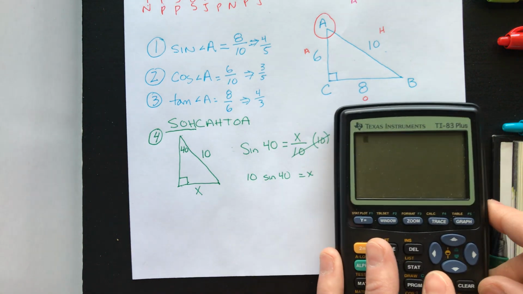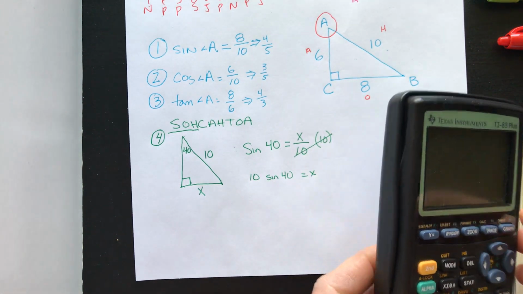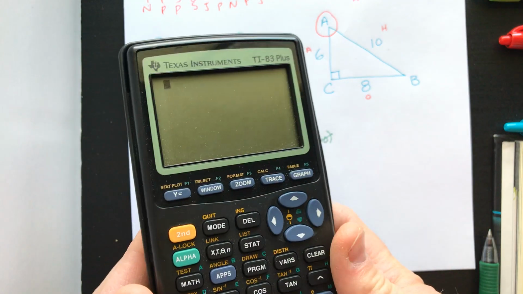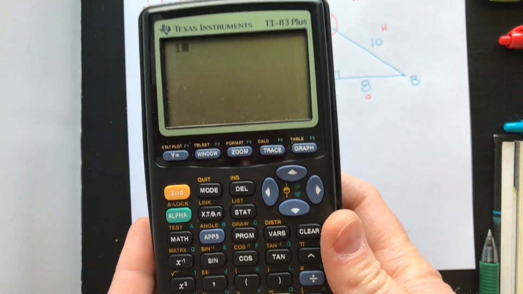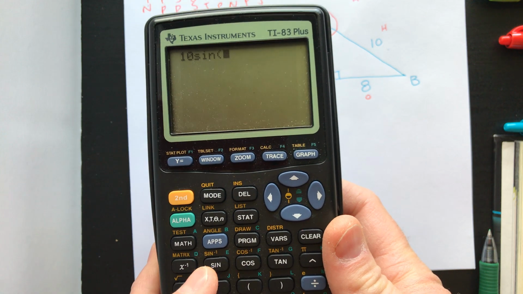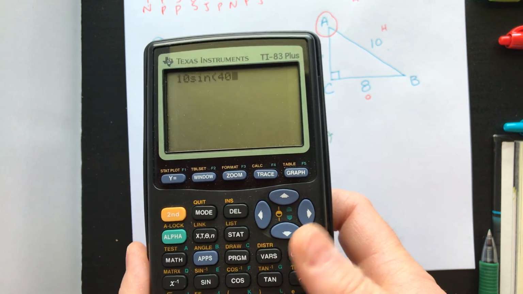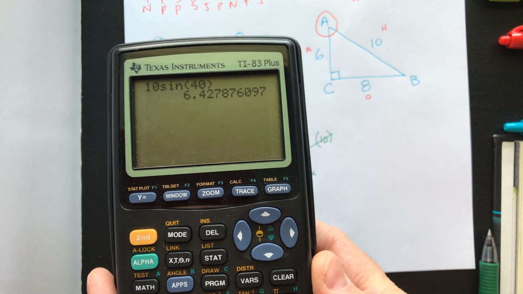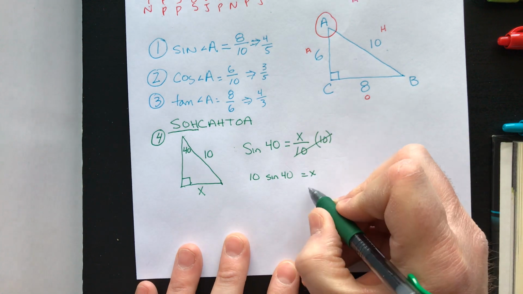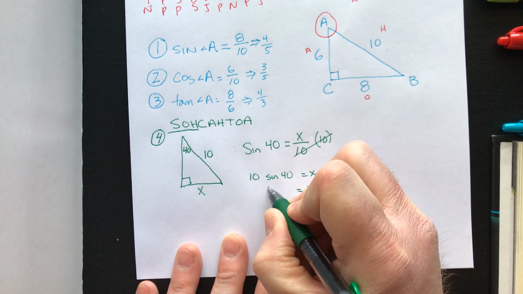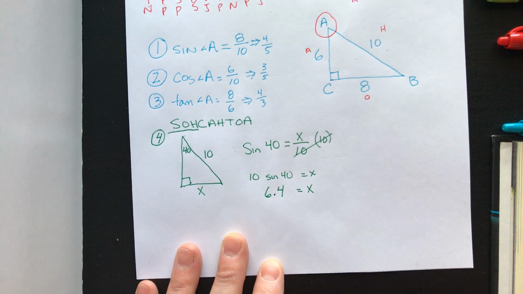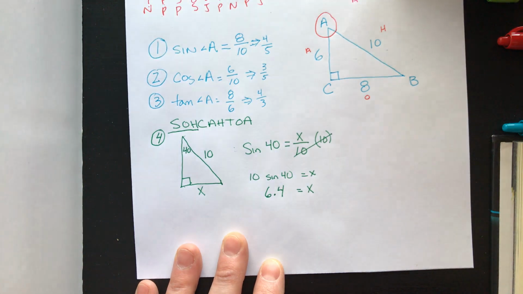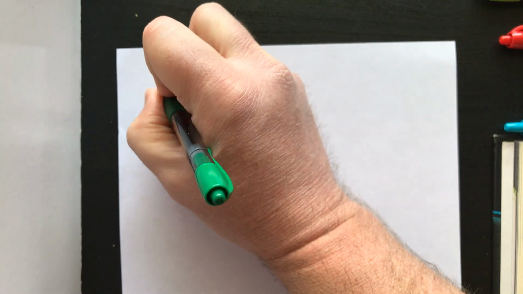And I'm just going to type it in exactly as I see it. 10 times the sine of 40. So I take my calculator, 10, I push the sine button, and then 40 degrees. And I'm going to close that parenthesis there, all right? I push enter, 6.4. So I know that x is equal to 6.4. All right, so I just solved for that side length, which is pretty cool. All right, let's do number 5.